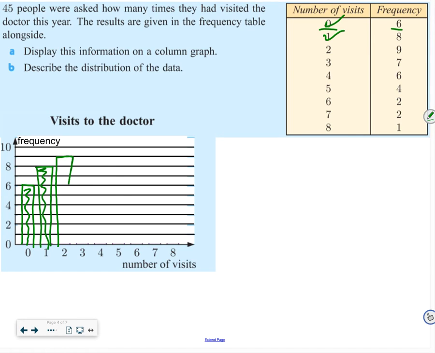visited the doctor twice in a year. There were 7 people that visited 3 times per year. Oftentimes I like to color them in so it's a little bit easier to see. There were 6 people that visited 4 times per year.